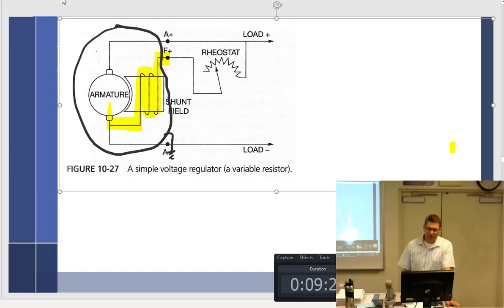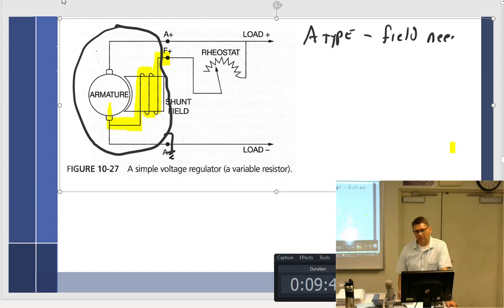Now, there's 2 different types of generators. There's the A type and the B type. Have I talked about this? Okay, A type. In an A type, the field needs a ground. In the B type, it's grounded.